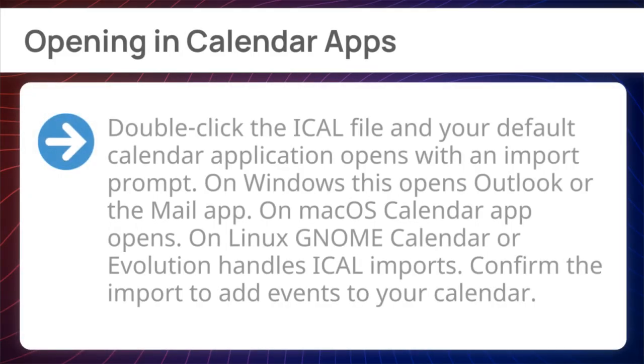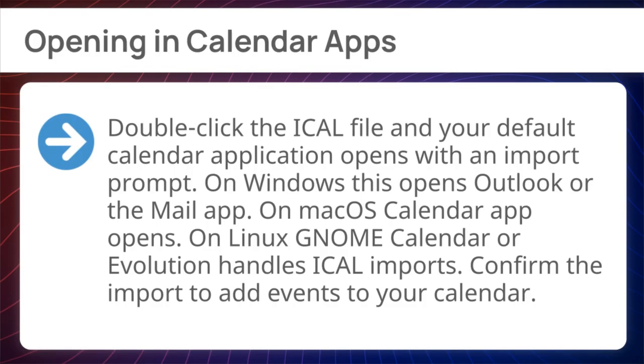First, opening in Calendar apps. Double-click the iCal file, and your default calendar application opens with an import prompt. On Windows, this opens Outlook or the Mail app. On macOS, Calendar app opens. On Linux, GNOME Calendar or Evolution handles iCal imports. Confirm the import to add events to your calendar.